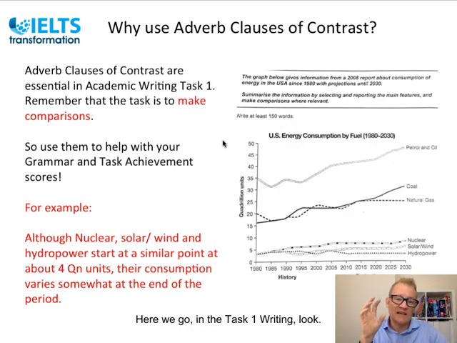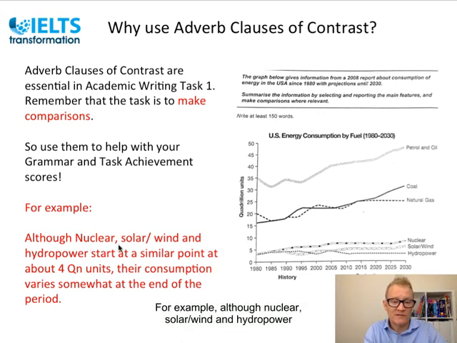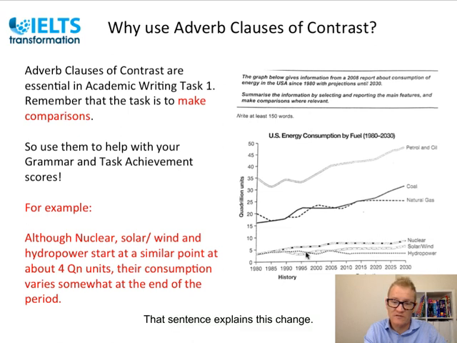Here we go. In the task 1 writing, look, make comparisons where relevant. That's what the task asks you to do. So this will help with both your grammar and your task achievement score. So answering the question and grammar. For example, although nuclear, solar, wind and hydropower start at a similar point at about 4 quadrillion units, their consumption varies somewhat at the end of the period. So that sentence explains this change. So although they start similar here, they end differently over here.